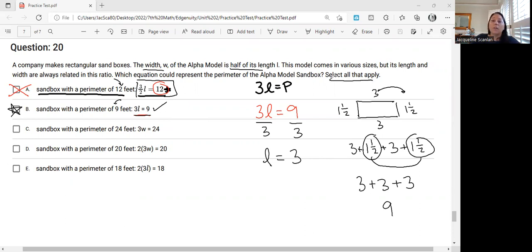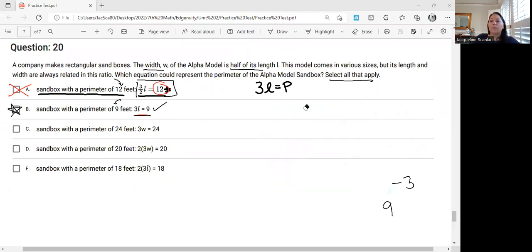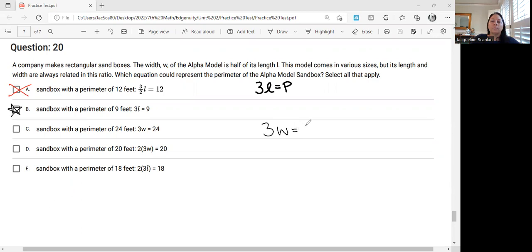It does say select all that apply. Maybe only one is correct, but we do have to work through the rest of these to see if any of the other problems fulfill the requirements. Okay, so let's keep going. Letter C. It says a sandbox with a perimeter of 24, and they give us 3W equals 24. Okay, to solve this equation, I'm going to divide both sides by 3. I get W equals 8.